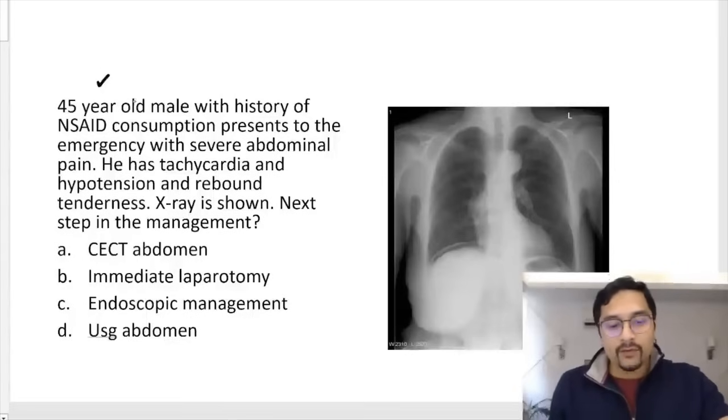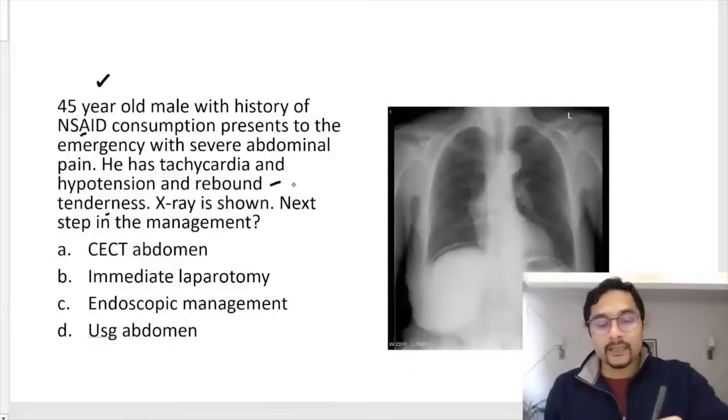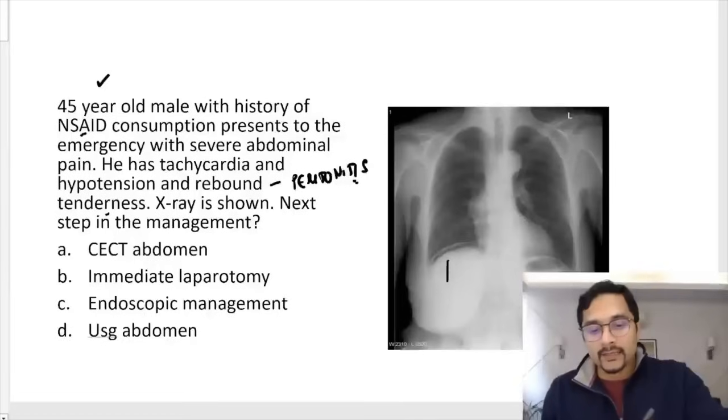A 45-year-old male with a history of NSAID consumption comes to the emergency with severe abdominal pain. He has tachycardia and hypotension and rebound tenderness. Now we know rebound tenderness is a feature of peritonitis, right? And why is there peritonitis? Because in the X-ray, you can see gas under diaphragm.